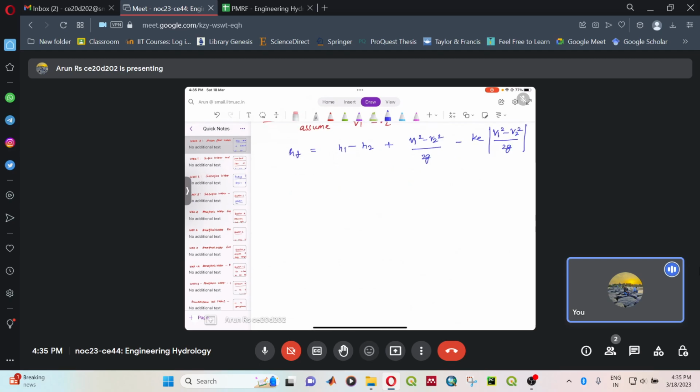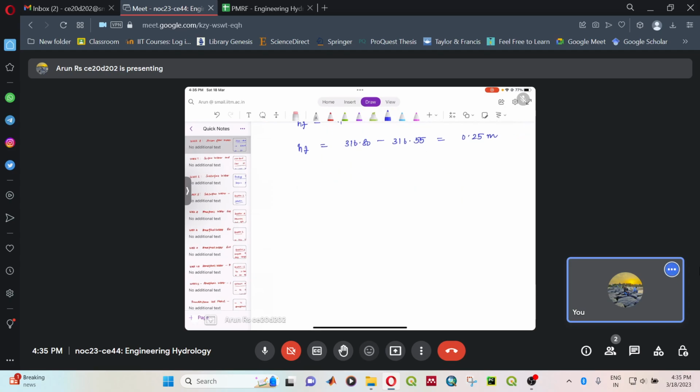Since V1 and V2 are the same, HF will be simply H1 minus H2. HF is equal to 316.80 minus 316.55, which is equal to 0.25 meters.